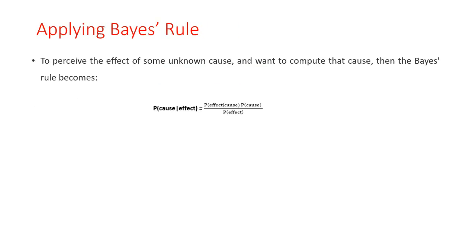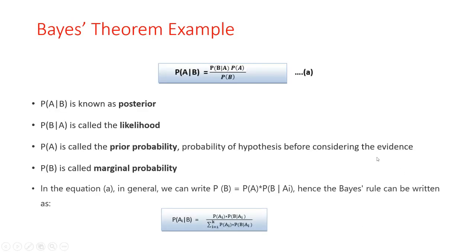So the next thing is, here the A of i means what? A1, A2, A3 and A of n. They are mutually exclusive events. Because here A and B are events, and A of i are mutually exclusive and exhaustive events.